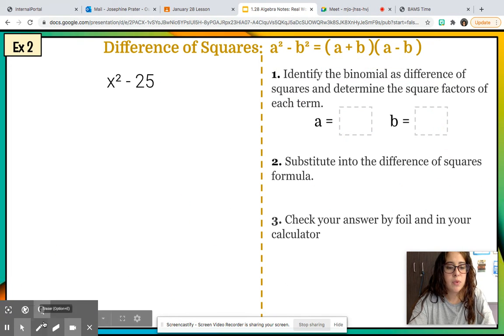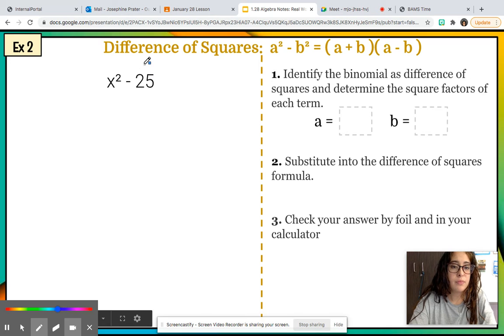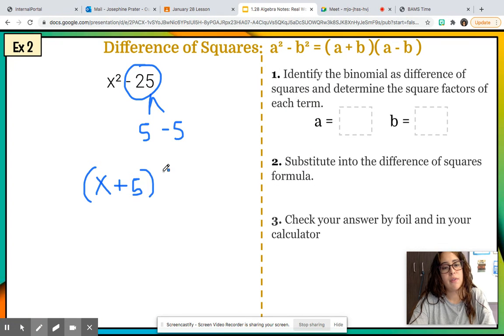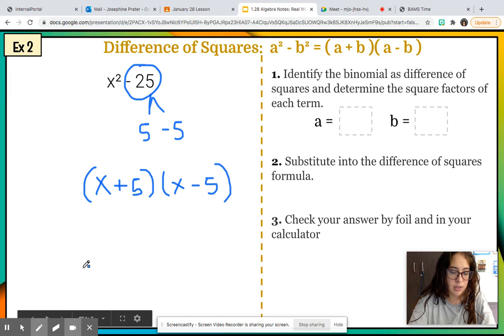All right, same concept here. Got a -25. 5 times -5. X plus 5, x minus 5. Then I can always check it to see if it gives it to me, and so on and so forth.